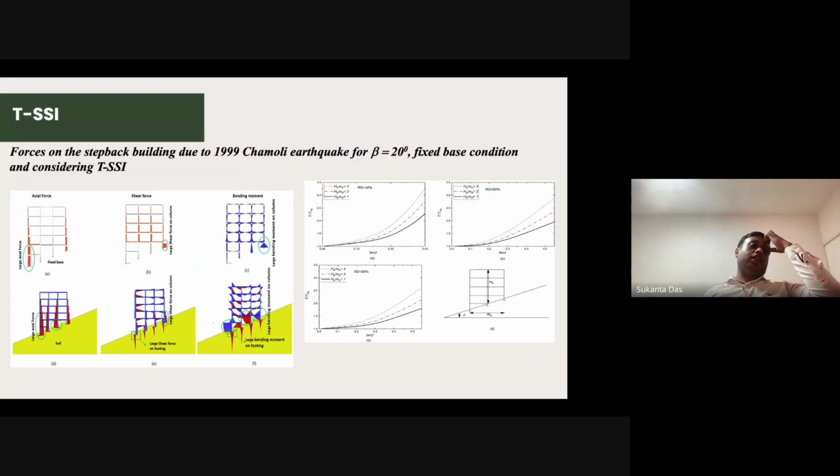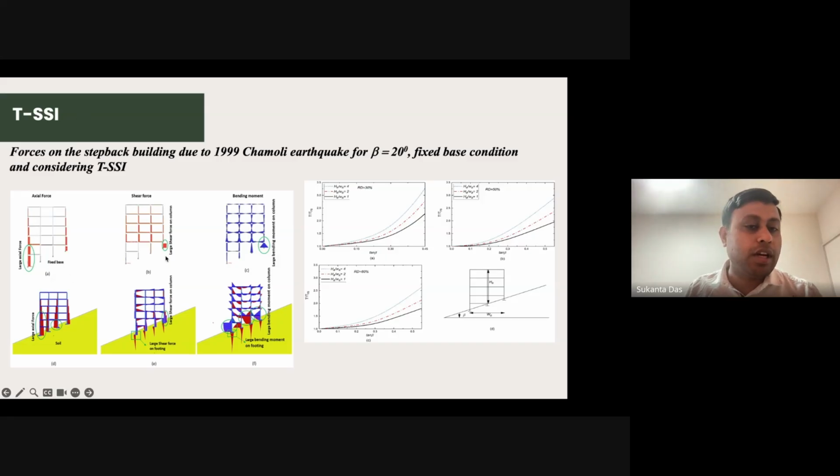So I tried to see the other component responses, like how shear force, bending moment, and axial force deformation are taking place when you really consider the soil. We can see some of the members, short columns and long columns, because this is a very irregular structure. You have to combine short columns, long columns, and combinations. So this is very important.